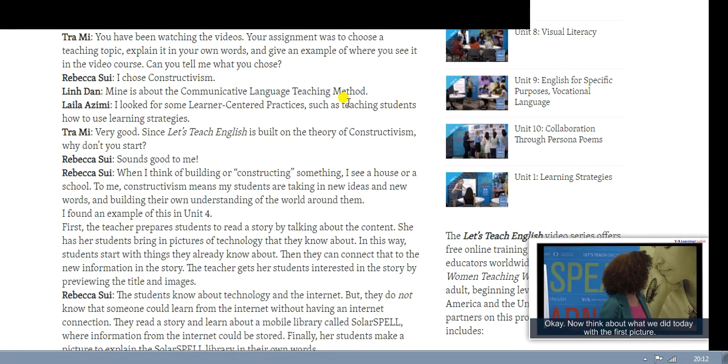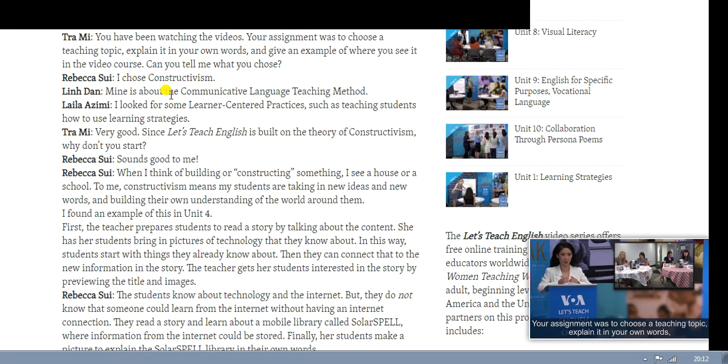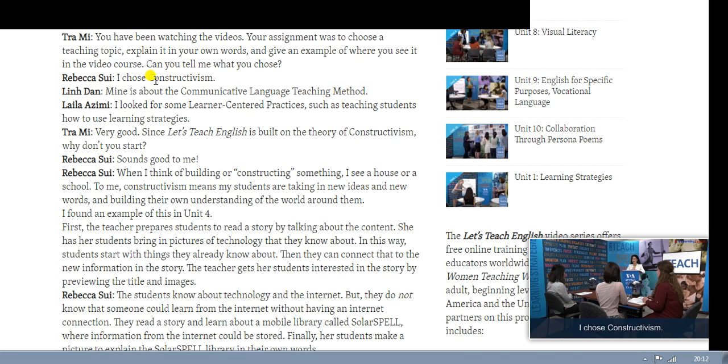Did today with the first picture. Your assignment was to choose a teaching topic, explain it in your own words, and give an example of where you saw it in the video course. Can you tell me what you chose? I chose constructivism. Mine is about communicative language teaching method. I looked for some learner-centered practices, such as teaching students how to use learning strategies.